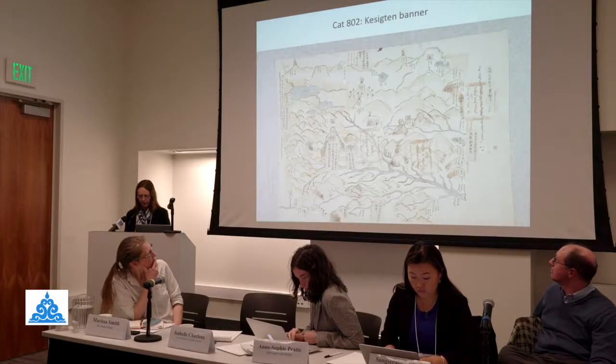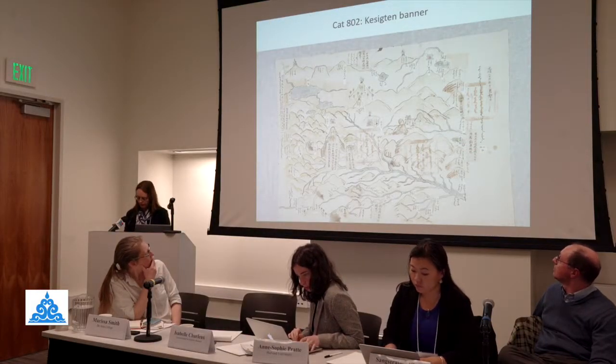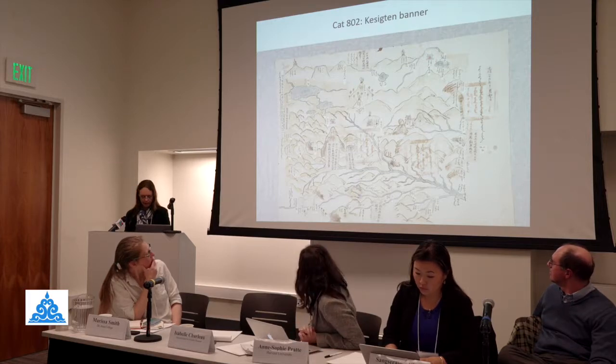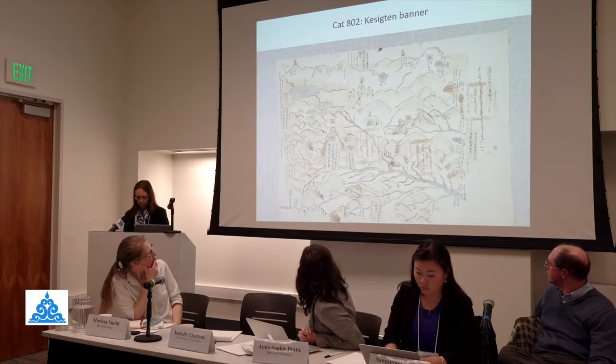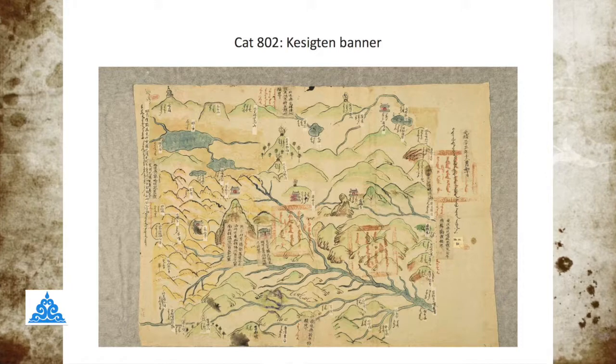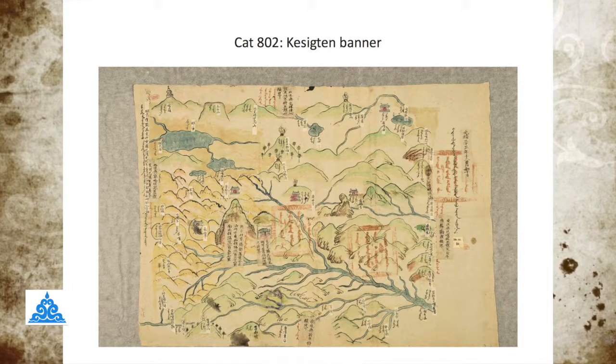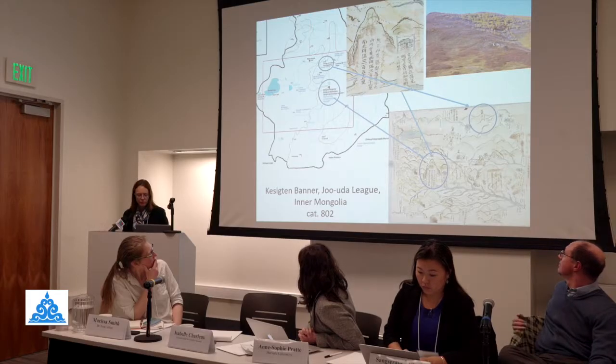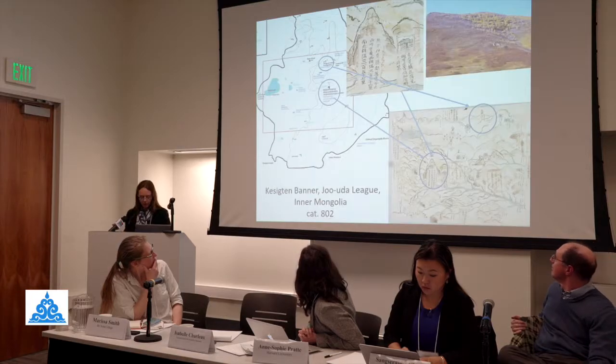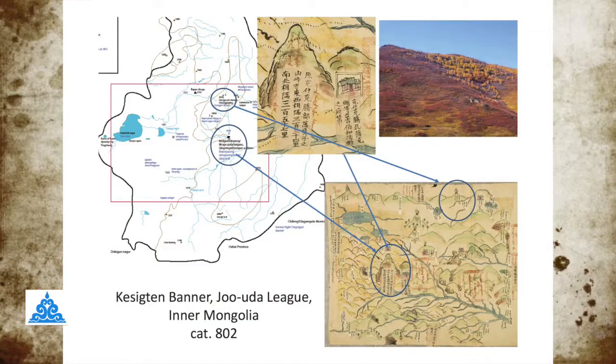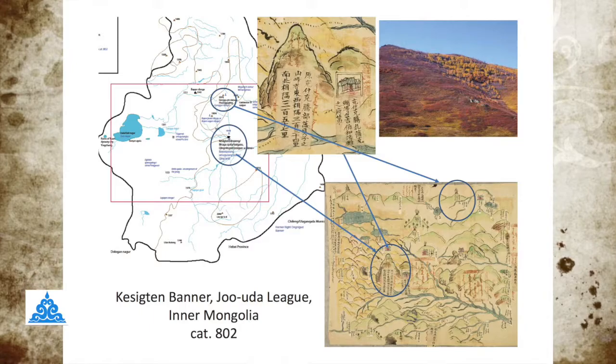And the same for a very beautiful map of Reshikten banner in Inner Mongolia, where you see several Ovoos on high peaks, and here I could compare, again based on the lake and some features and the monasteries, and locate the different Ovoos that were depicted on the banner map.